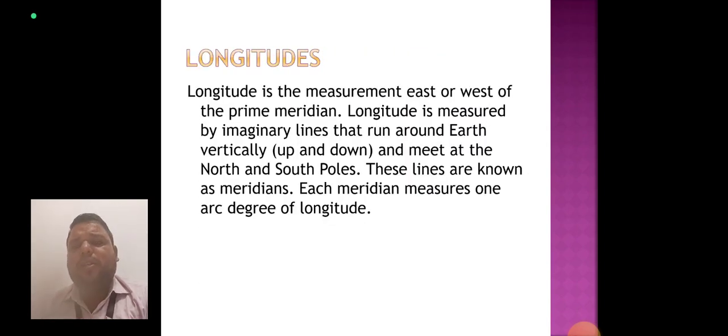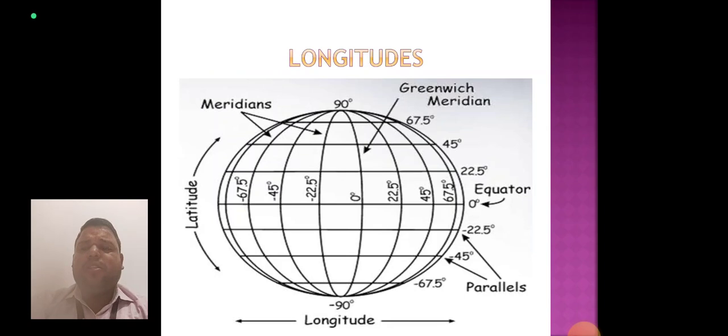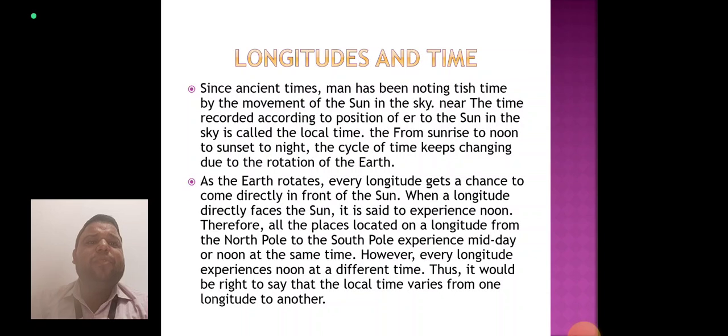Now, next is longitude. Longitude is the angular distance of a place on the surface of the Earth, measured in degrees east or west of the prime meridian. It is measured from the center of the Earth. This is clear from the figure. Longitudes are drawn around the Earth from the North Pole to the South Pole. These semicircles are of equal length and are known as the lines of longitude or meridians of longitude.